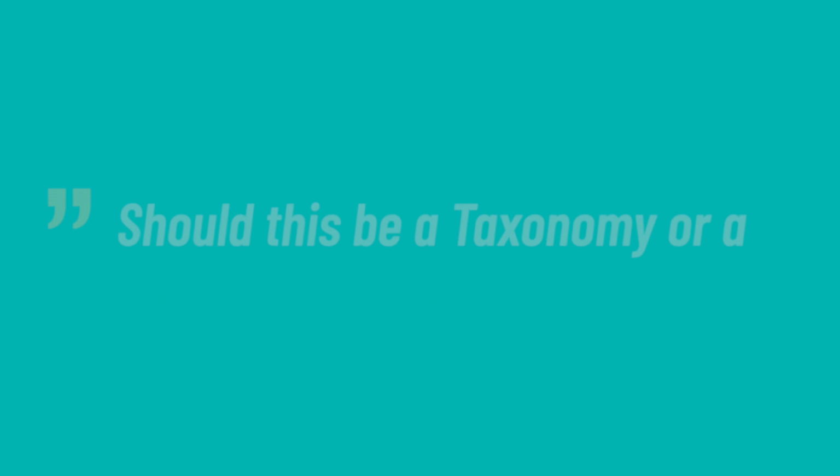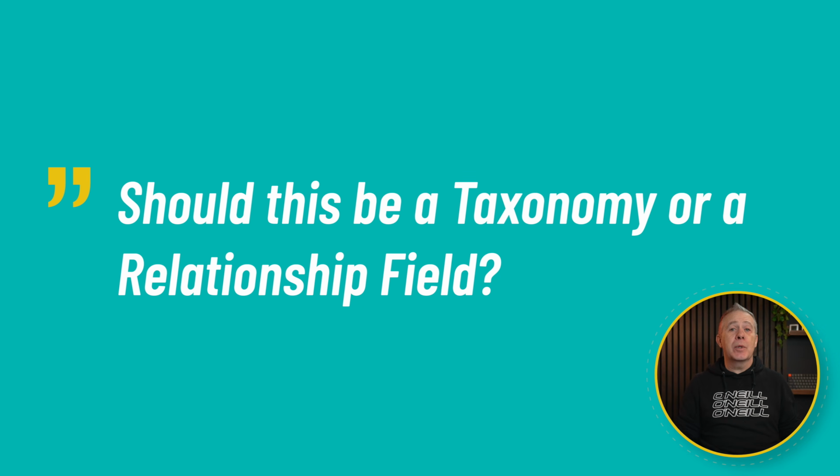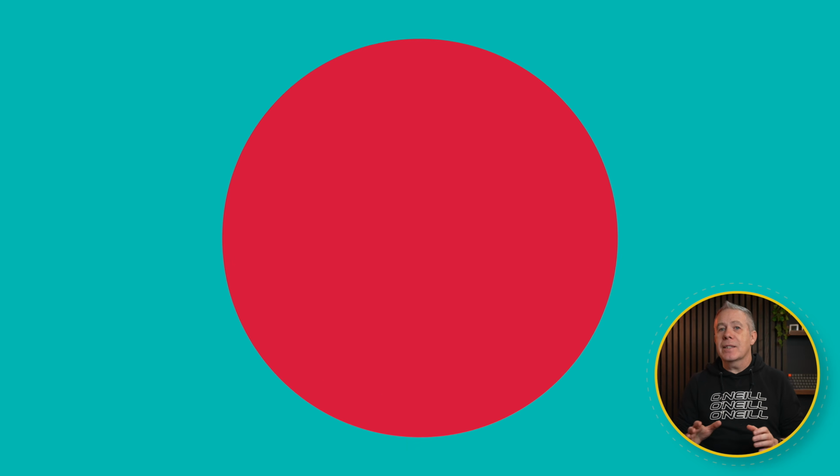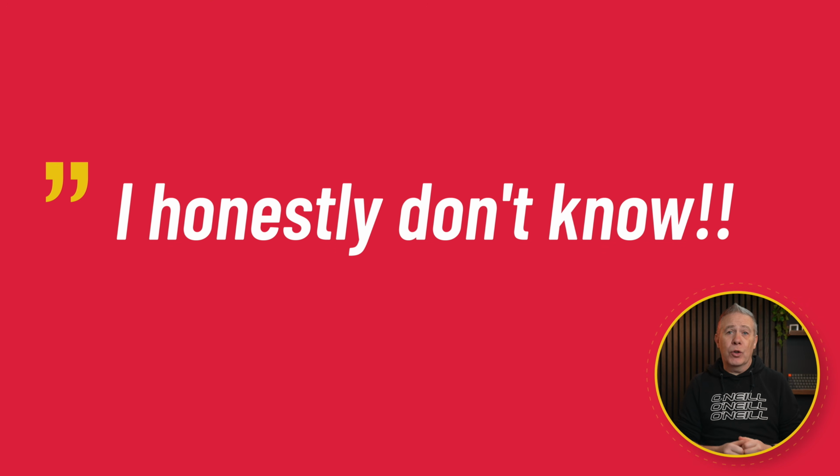If you've been building WordPress sites for any amount of time, there's a really good chance you've hit this question at some point. Should this be a taxonomy or should this be a relationship field? And if you've ever answered that with, honestly, I'm just totally not sure, you're not alone. This is one of those topics that feels way more complicated than it needs to be.